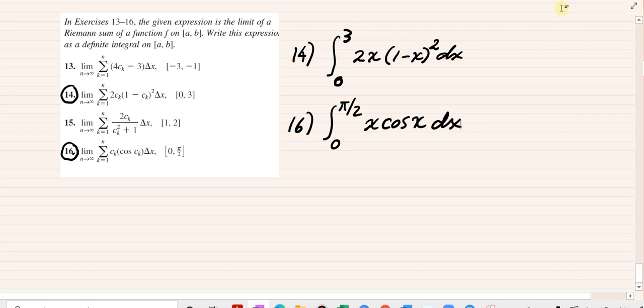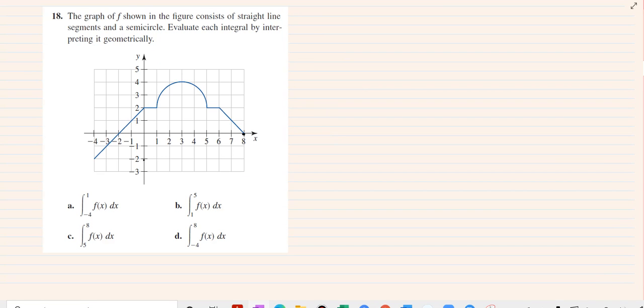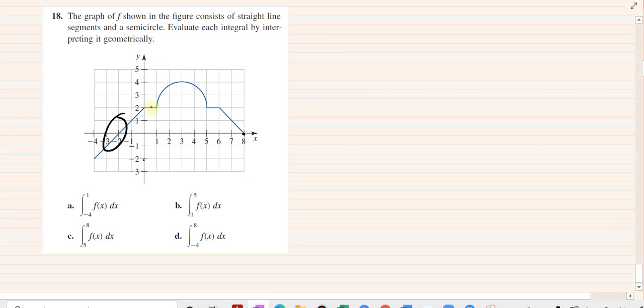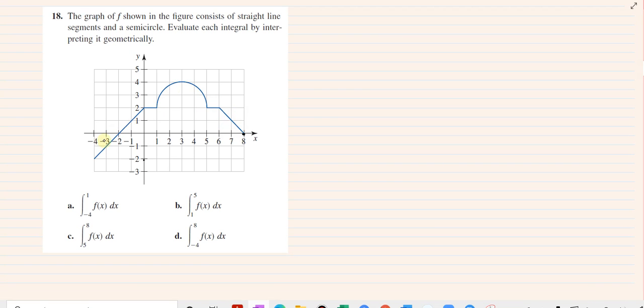And let me get more of the exercises. Okay, let's take a look at number 18. In exercise number 18, we're given the graph of a function. Okay, we don't know what this function is. It's just something that they've graphed, and most likely it's not a one-piece function. This is a piecewise function, because I can see 1, 2, 3, 4, 5 pieces in that piecewise function, but that's not important. The question: evaluate each integral by interpreting it geometrically.